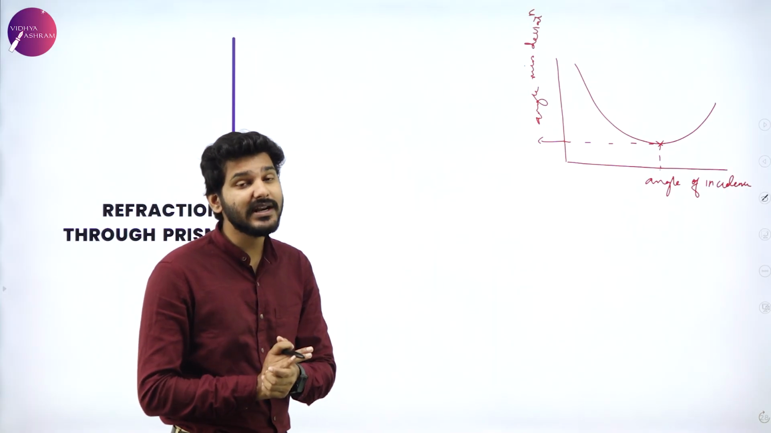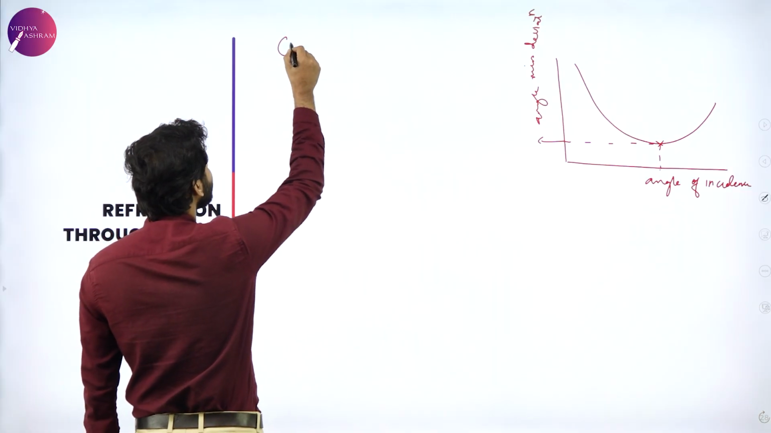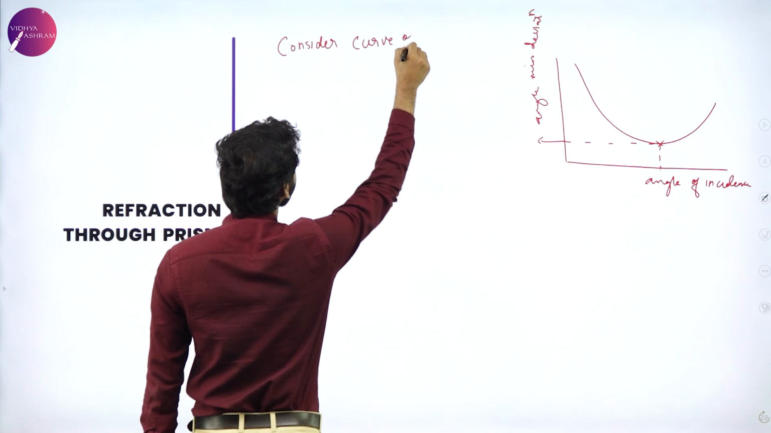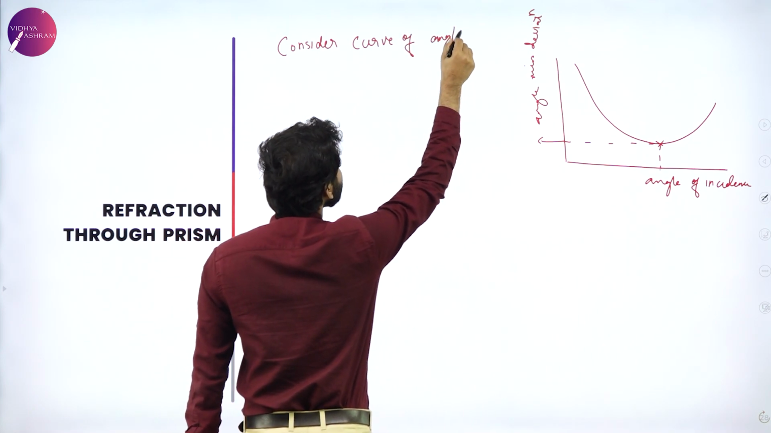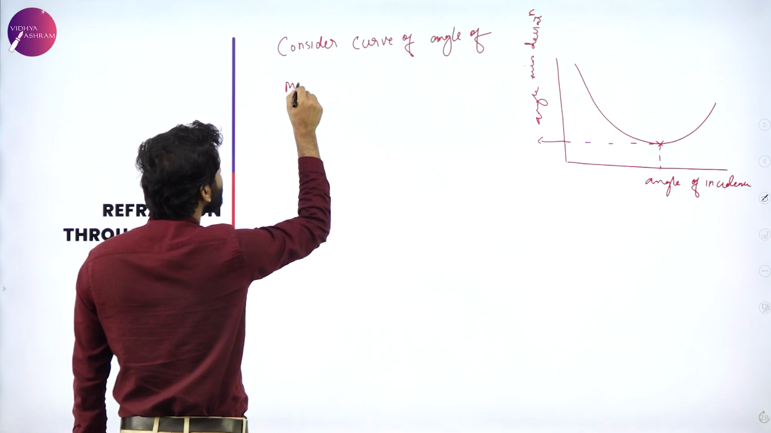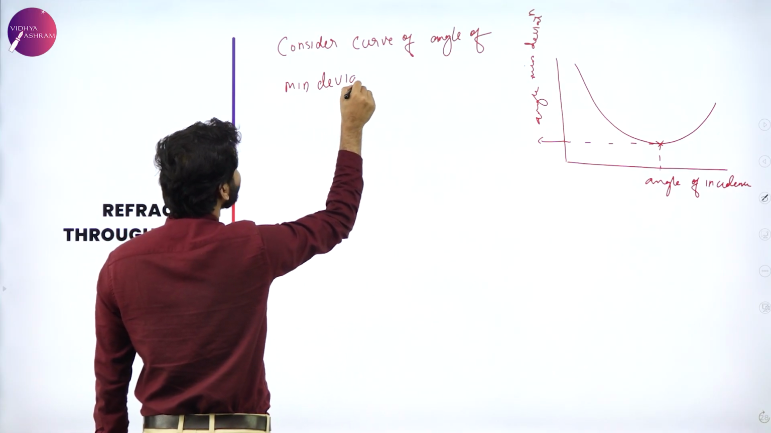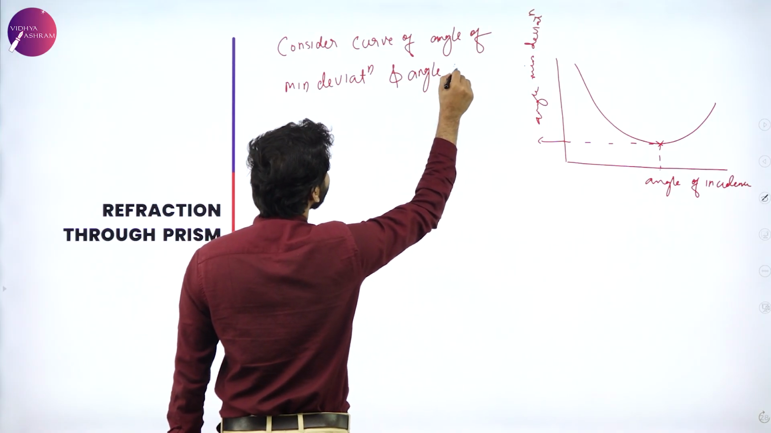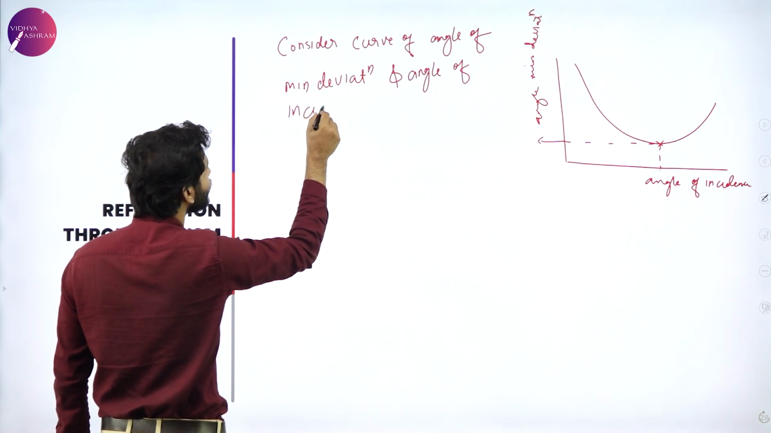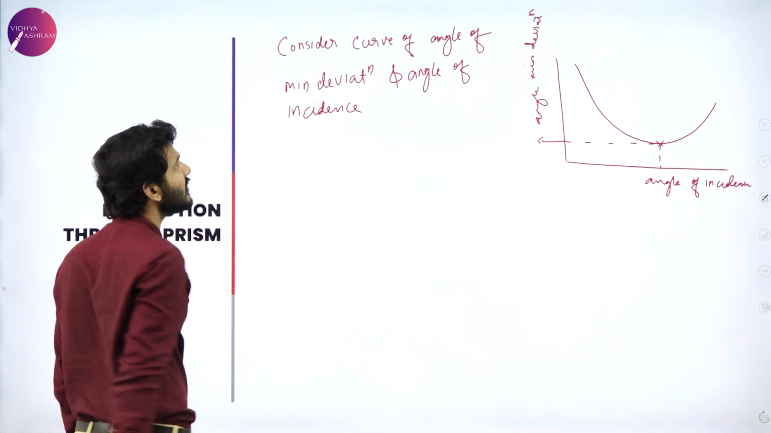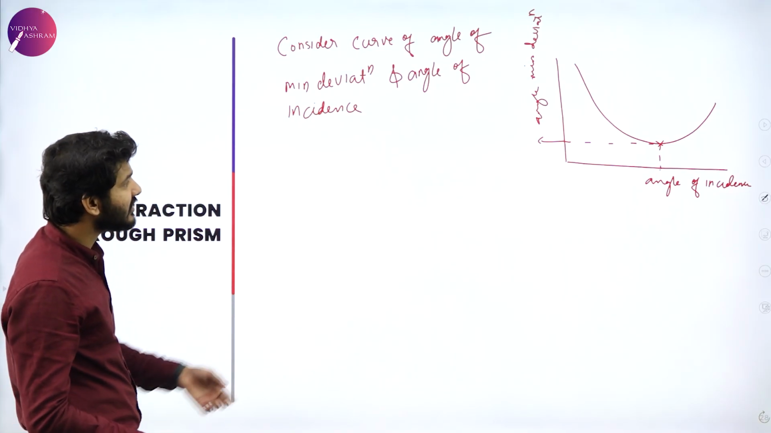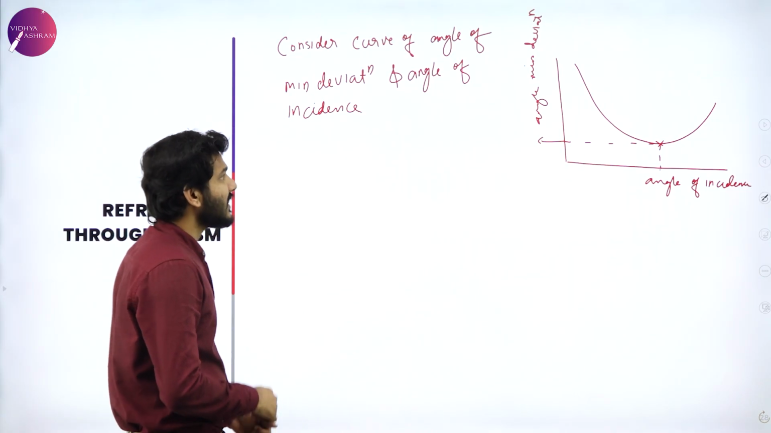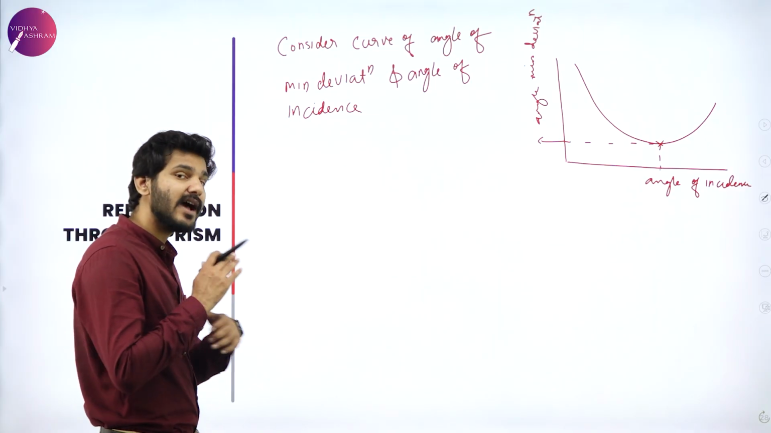But simply what you have to write here is that first you have to consider the curve of angle of minimum deviation and angle of incidence. So you're going to consider the curve of angle of minimum deviation, that is this particular curve, against angle of incidence. If you consider that particular curve, we have certain results.